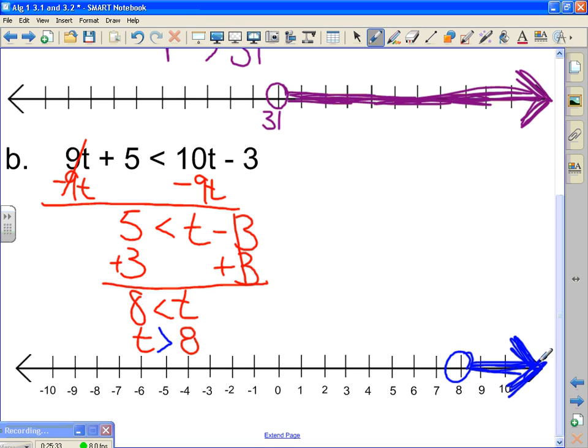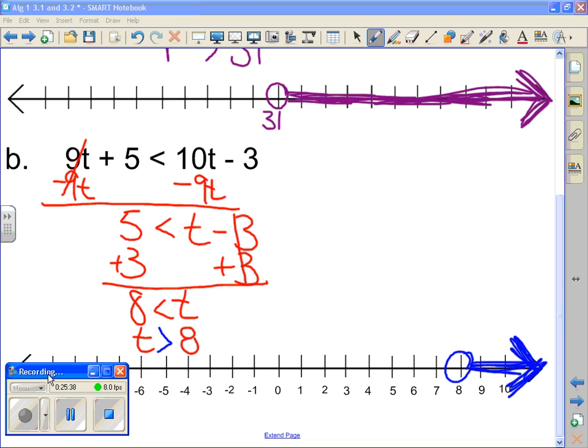This concludes lesson 3.1 and 3.2. You should now be able to do the homework for these 2 pages. Any questions, please ask in class.